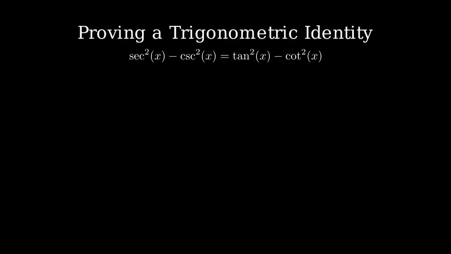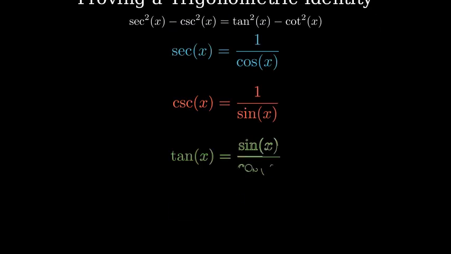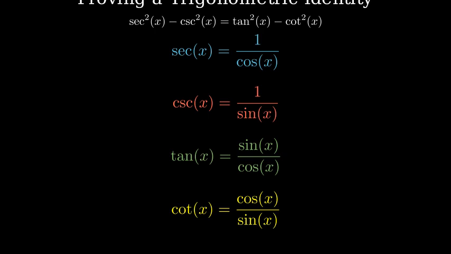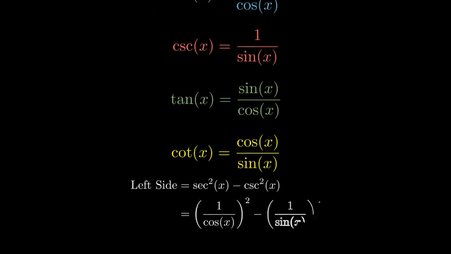First, let's recall some fundamental trigonometric identities that we'll need. Remember that secant is 1 over cosine, cosecant is 1 over sine, tangent is sine over cosine, and cotangent is cosine over sine. Let's start with the left side of our equation. We'll substitute the definitions for secant squared and cosecant squared.